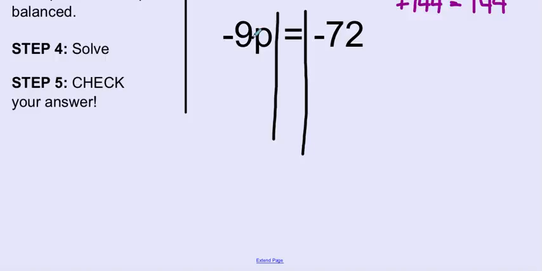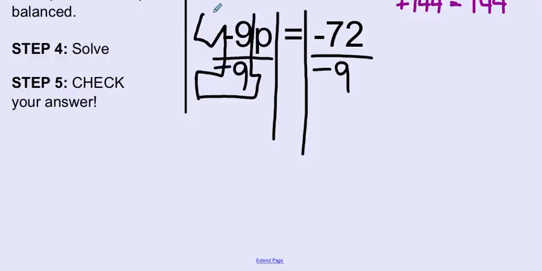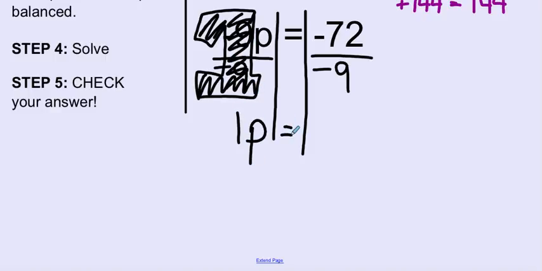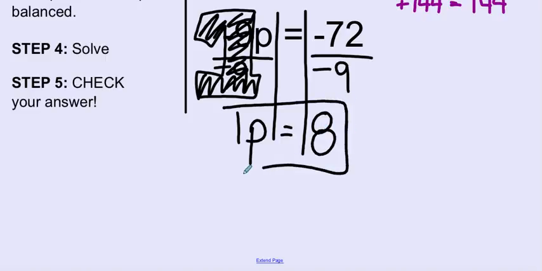I know that the 9 and the p are multiplying, so I need to divide because that's the inverse operation. Whatever I do to one side, I need to do to the other. Negative 9 divided by a negative 9 is a positive 1. So it just leaves me with 1p. Negative divided by a negative is a positive. 72 divided by 9 is 8. So I know that my answer is positive 8.